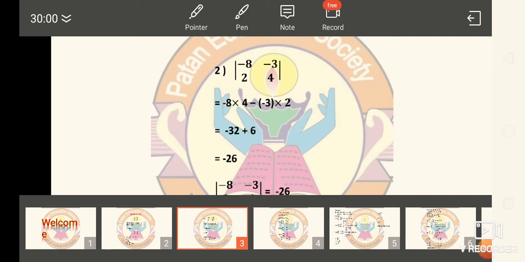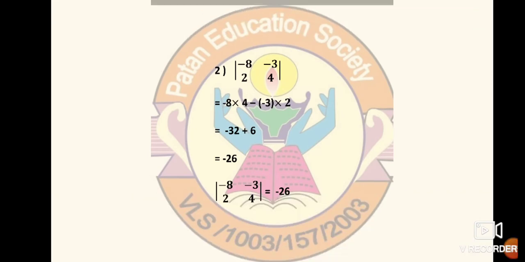Second example is there. Minus 8, in front of that is minus 3, 2, in front of that is 4. So minus 8, minus 3, 2 and 4 are the four values, and they are asking you the same question, to find the value of the determinant. What will happen? First step, minus 8 into 4, minus sign, minus 3 into 2. As that 3 is carrying minus sign, kindly write that number in brackets so that there won't be any kind of mistake.